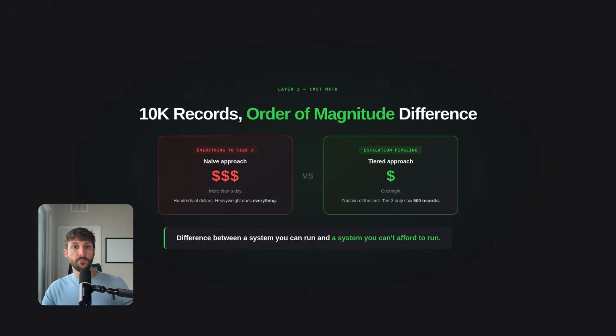An escalation pipeline routes the easy work to the cheap agents and the hard work to the expensive ones. On this build, cost per company dropped by an order of magnitude compared to throwing every record at the heavyweight. That's not a small optimization. That's the difference between a system that you can run and a system that you can't afford.